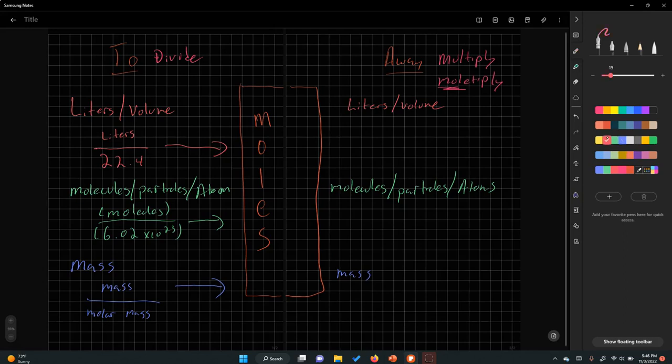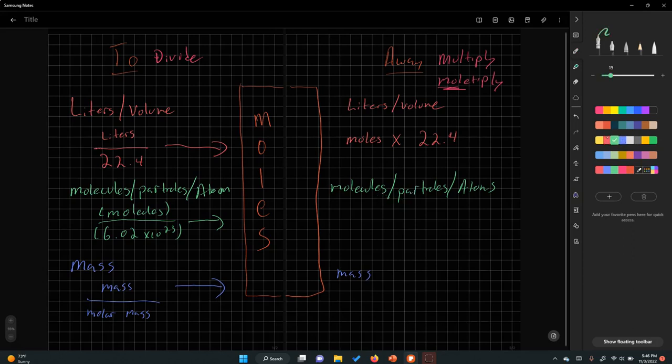When we deal with liters, we take the number of moles that we have and multiply that number by 22.4, because anytime we deal with liters, no matter what the substance is, we are multiplying by 22.4. That's because we're at something called STP, which we don't need to know about now. We'll learn more about that later on in chemistry.